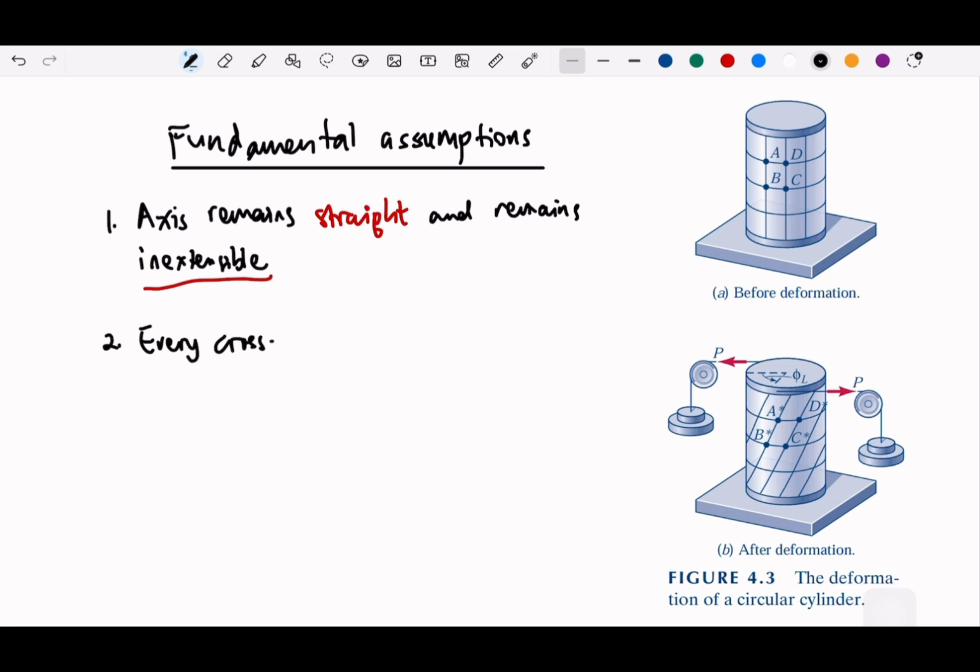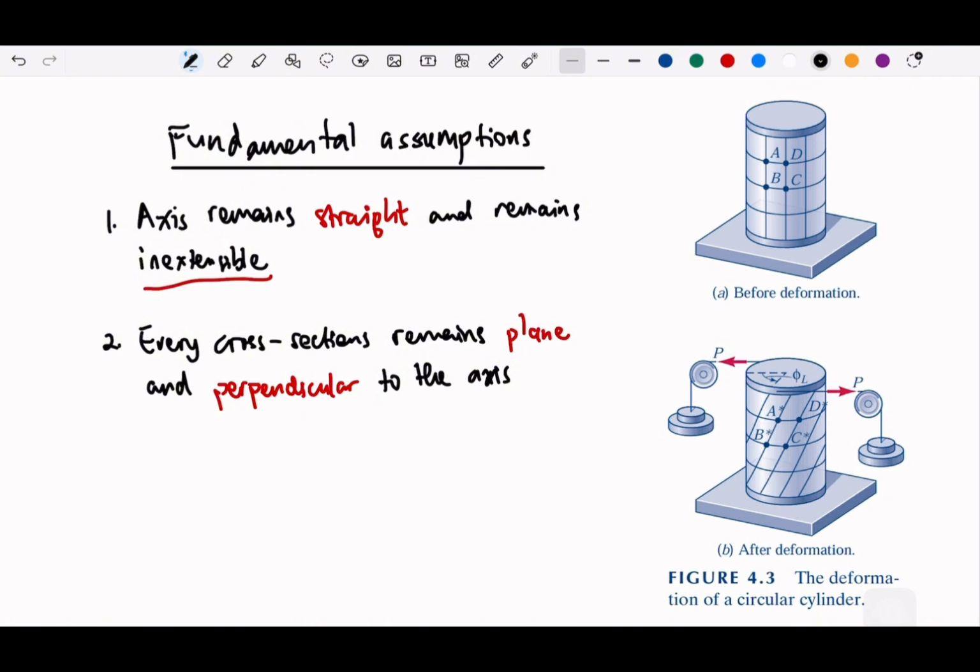Every cross section remains plane and perpendicular. This is similar to what I have written before. So there's nothing bending in the axis. It's only pure torsion, okay?